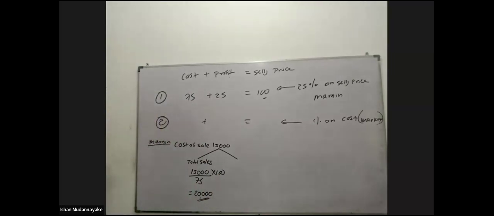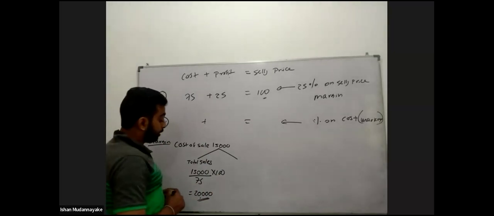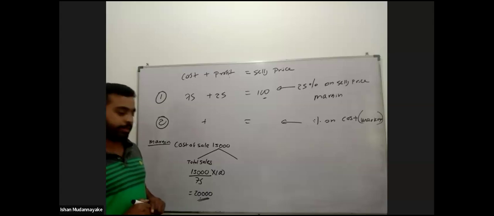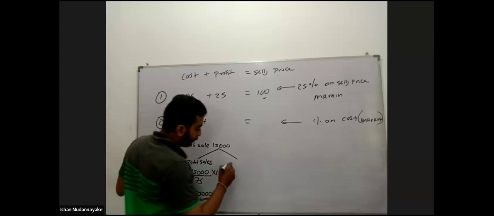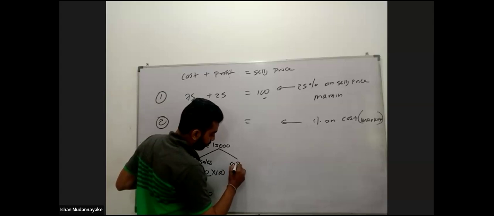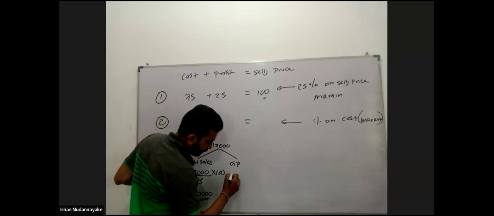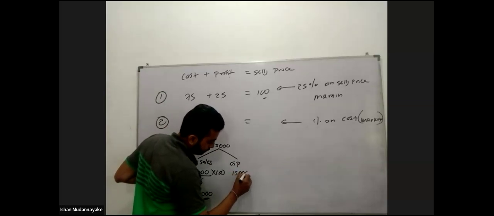Sales of the business organization are 20,000. Let's say now you will calculate the profit of the business, the gross profit, and the given amount is cost of sales, 15,000.